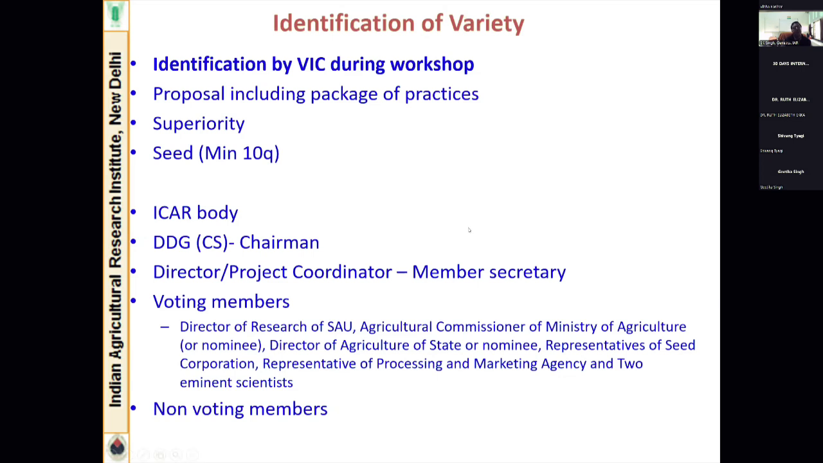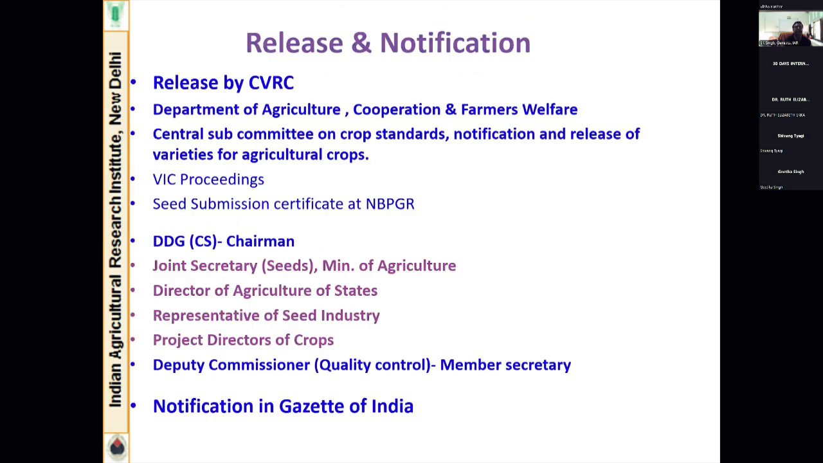After a variety is identified by the VIC, it is put to the CVRC, the Central Variety Release Committee, for release and notification. It comes under the Department of Agriculture, Cooperation and Farmers Welfare. The full form of CVRC is Central Subcommittee on Crop Standards, Notification and Release of Varieties for Agricultural Crops. In this, VIC proceedings are required with the proposal, and a seed submission certificate from NBPGR is required, which gives the allocation of IC numbers.